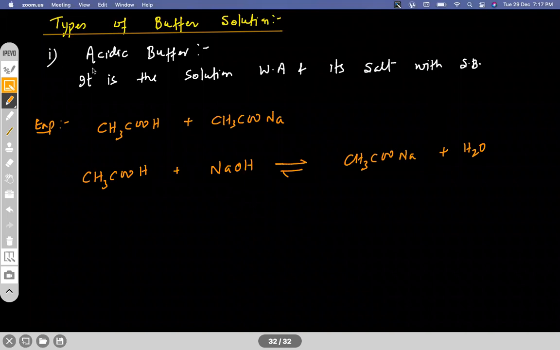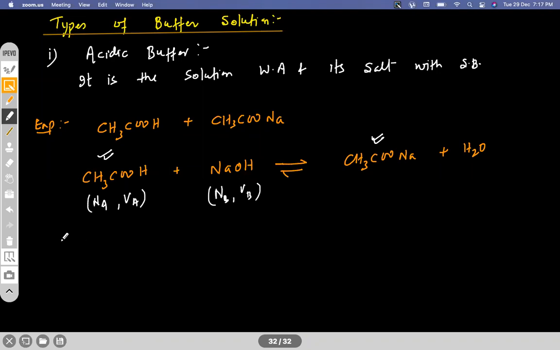For acidic buffer, we know we must have this combination. So this combination will be there when the reaction takes place, the NaOH gets neutralized completely, and we have some amount of acid left and some amount of salt. Obviously the salt forms because the reaction is taking place. So for this, the condition is that the number of equivalents of acid must be greater than the number of equivalents of base.